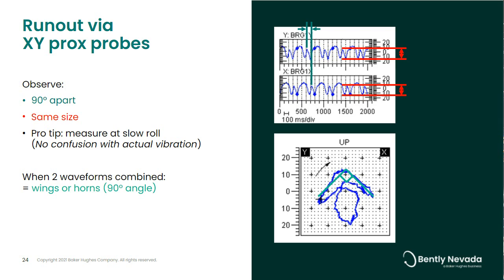So you can see that in the bottom orbit there, the shaft is reacting in line with those X probes that are mounted at 45 degrees left and right. It's a little harder to see on the waveform sometimes, but the green markings there show it is 90 degrees apart, and they're roughly the same size. But it gets to be really obvious when you look at the orbit sometimes.